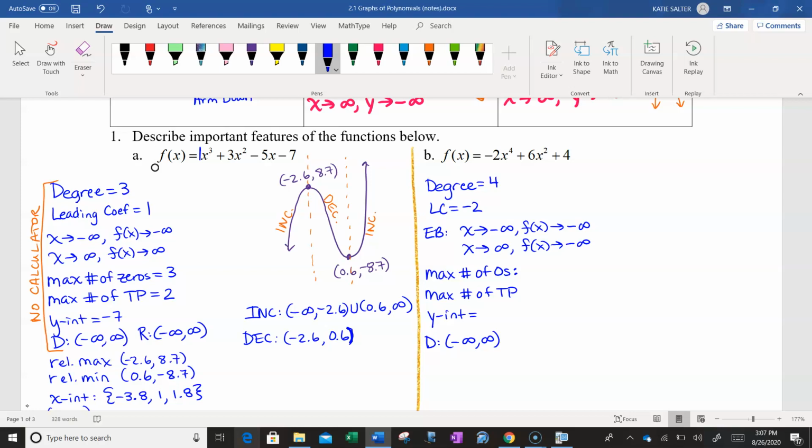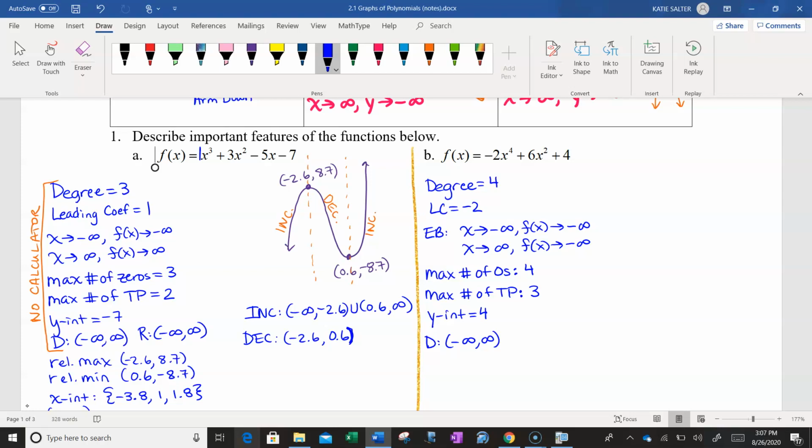The maximum number of zeros this function could have is 4. The maximum number of turning points this function can have is 3. And the y-intercept, because this is in standard form, is 4. We know the domain is all real numbers because it's a polynomial function.